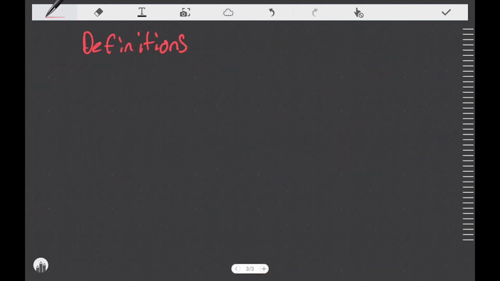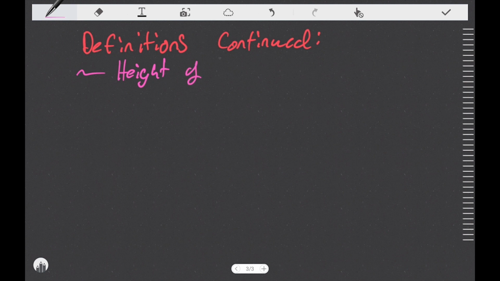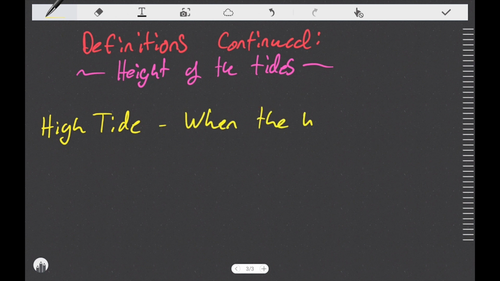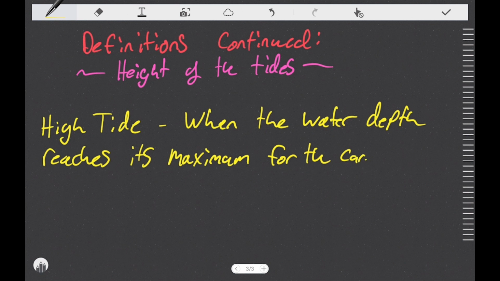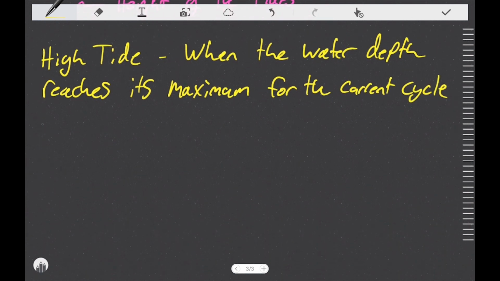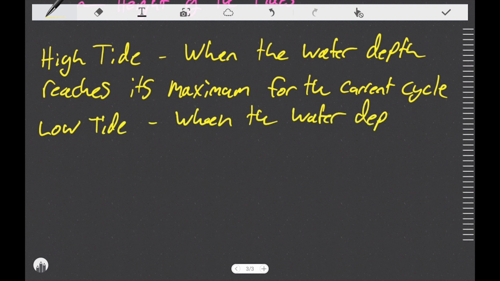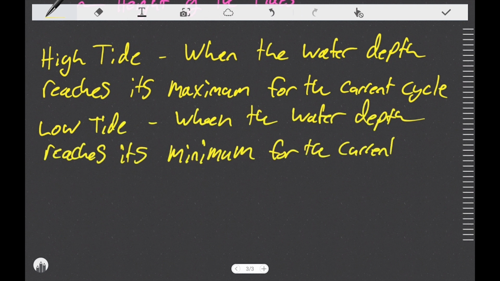So now that we've gone through all that, I want to split the rest of our definitions up into two categories that suit those two implications. So we'll start with the height of the tides. And our first term in that category is high tide. And this is simply when the water depth reaches its maximum for the current cycle. We're going to pair high tide with low tide, which is just the opposite, when the water depth reaches its minimum for the current cycle.